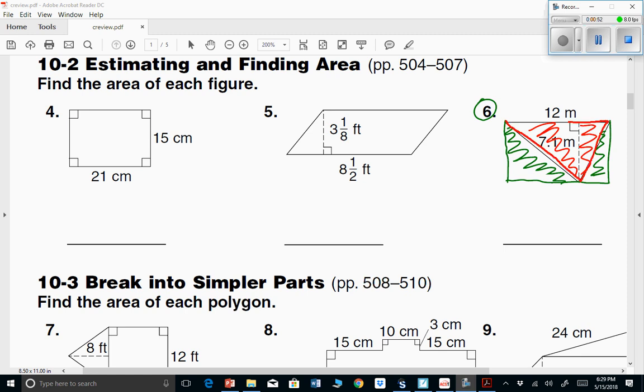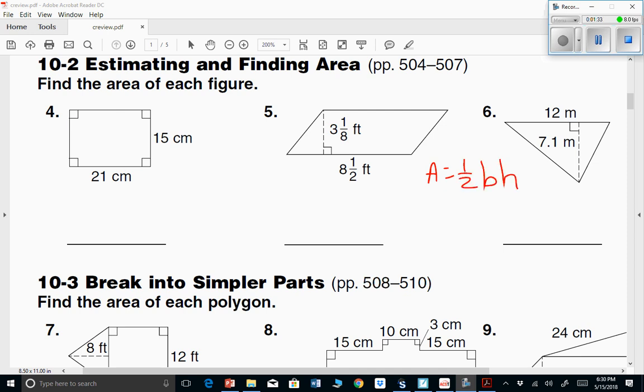And the point of my telling you that is that the area of this rectangle would be 12 times 7 for that entire rectangle right here. And this red piece inside here is half of that. So the area of a triangle is 1/2 of the area of the related rectangle. So the formula for the area of a triangle is A equals 1/2 base times height.